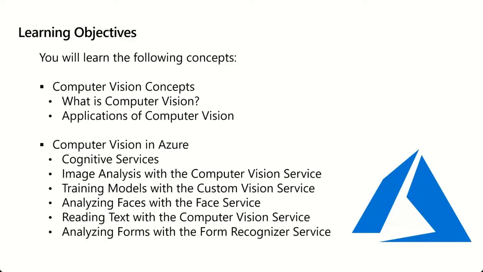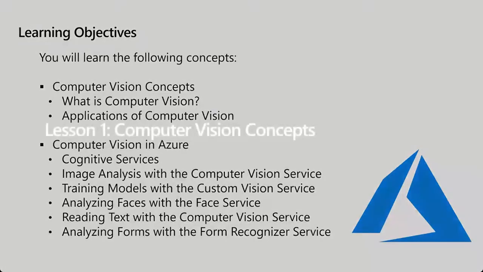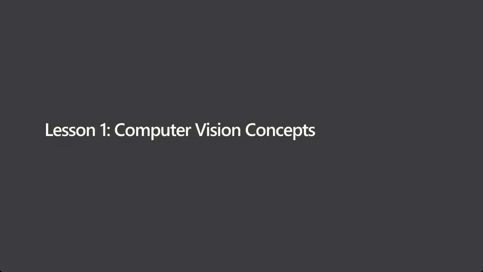We're going to look at cognitive services. We're going to do some image analysis, getting a description from an image. We're going to train our own model using the custom vision service. So we'll be classifying some fruit there, analyzing faces, reading text, and analyzing forms with the form recognizer service. But before we dive into that, let's really think about what is computer vision. What is the concept behind computer vision?